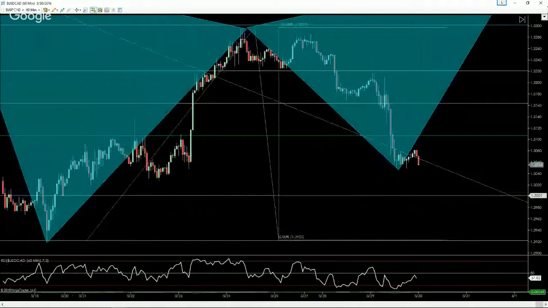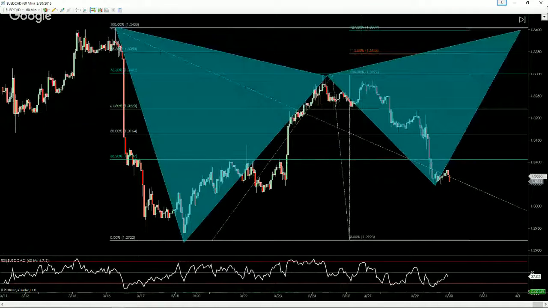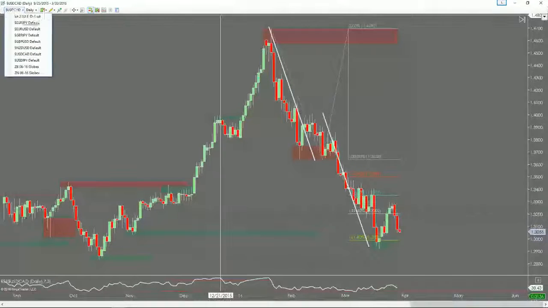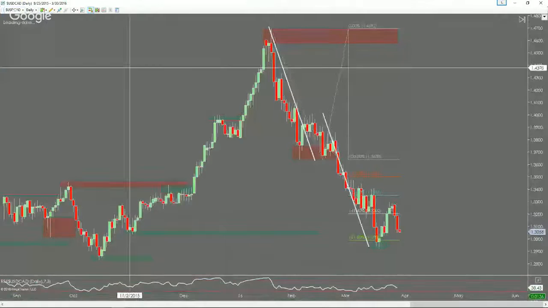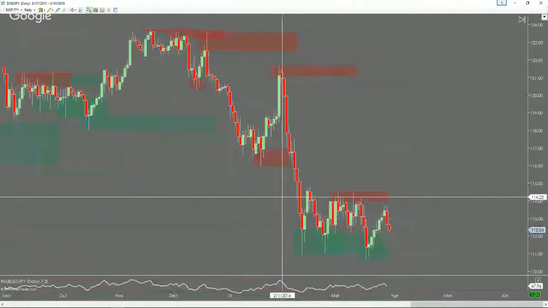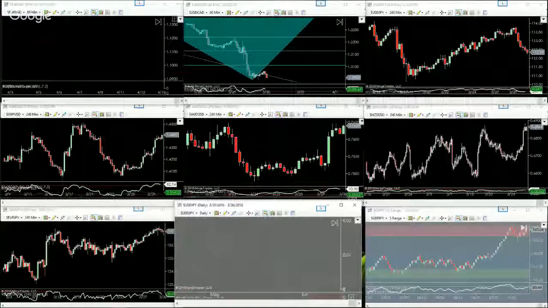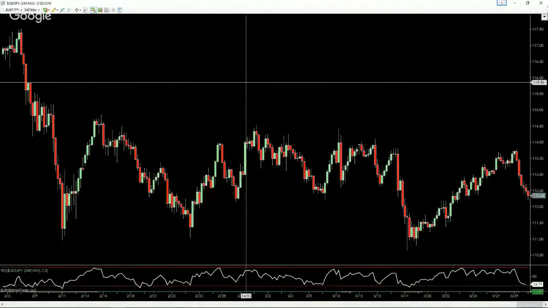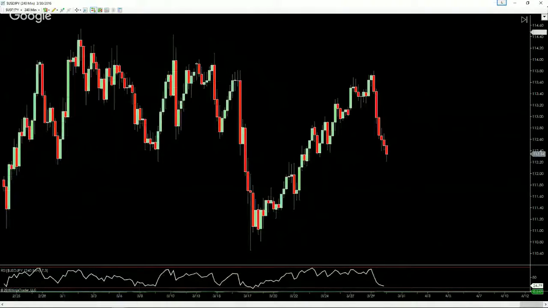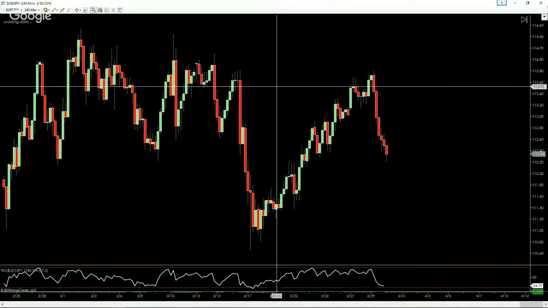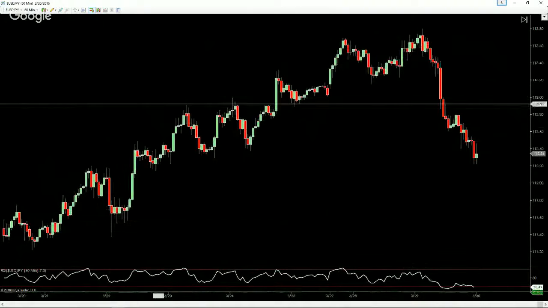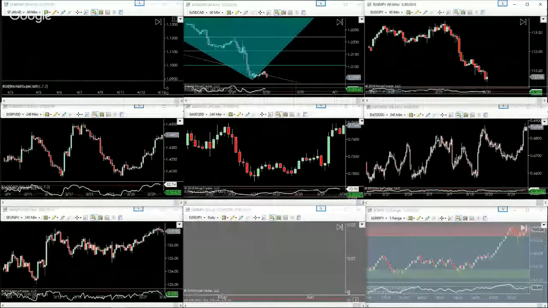And let's see. Okay, nothing there. Let's go to dollar yen, I think. Okay, dollar yen, fill that level. Nothing there. Let's go to the 60. Nothing there.